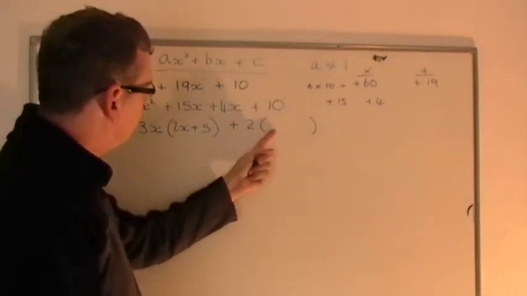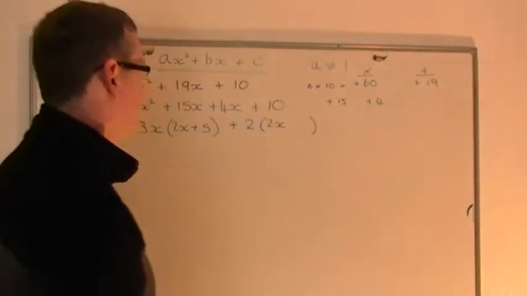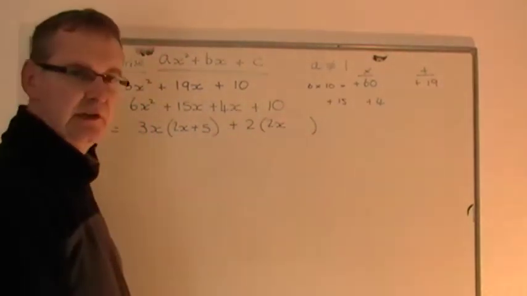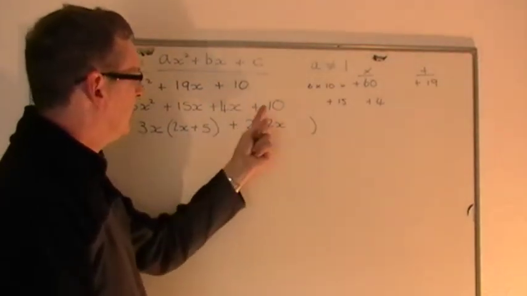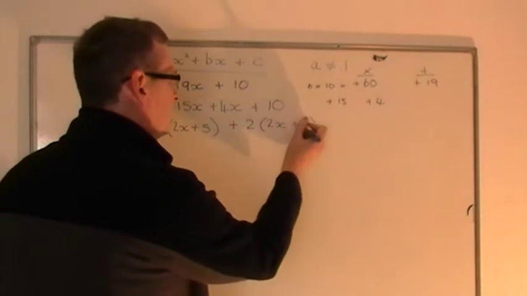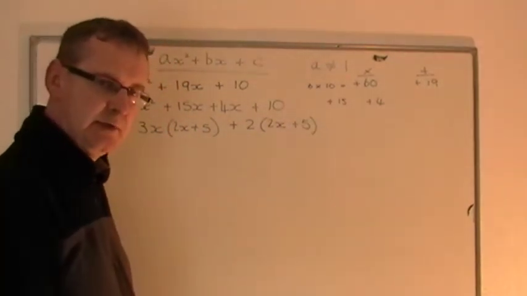Plus 2 times something gives you plus 4x. It must be 2x. That times that gives you plus 4x. And then you say plus 2 times something gives you plus 10. And that something must be plus 5, like so. Okay, so we get to there.